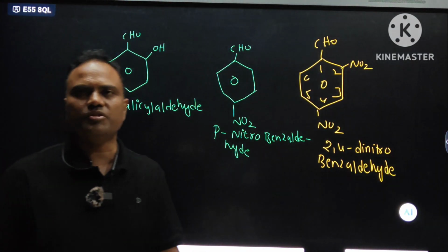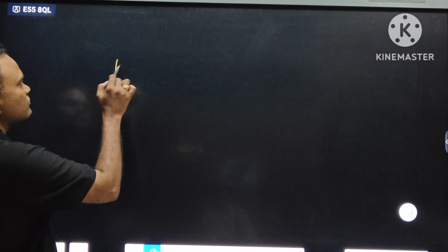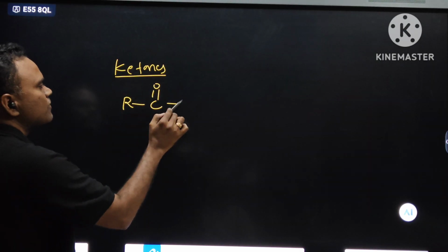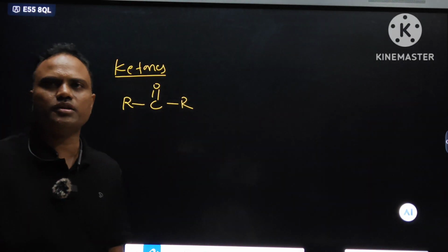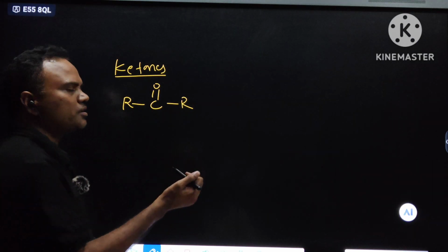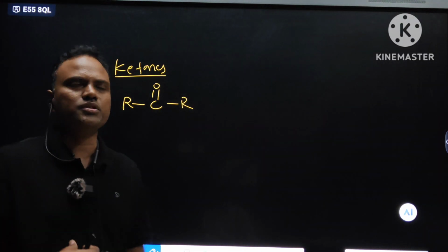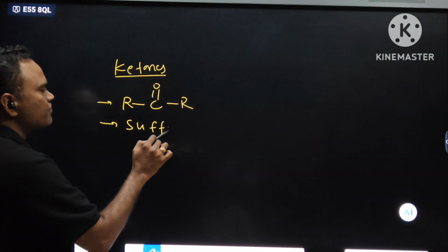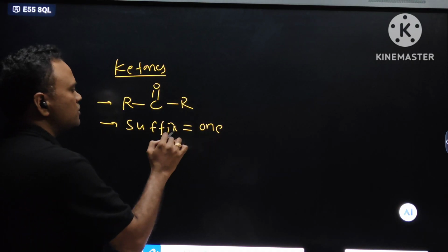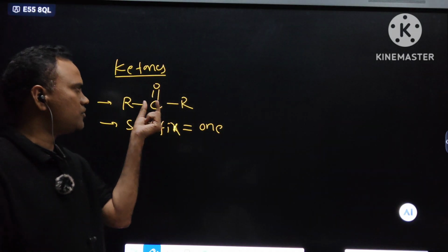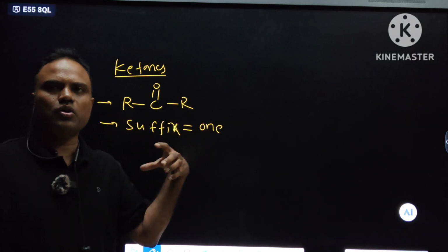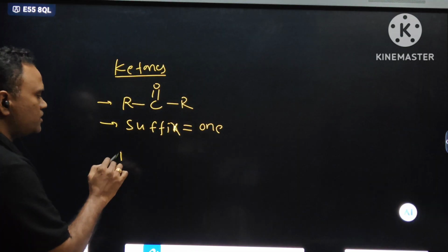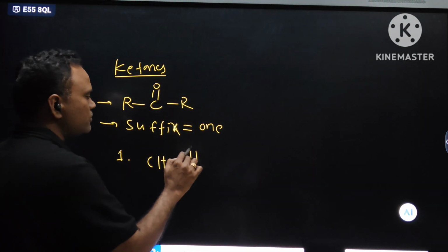Right. Next, ketones nomenclature. How many carbons are required to draw one ketone structure? Minimum we need 3 carbons. With 3 carbons we can frame the ketone. The suffix for ketones is -one. Whenever you observe R, C double bond O, R, the name of that compound ends with -one. One simple ketone: CH3, C double bond O, CH3.